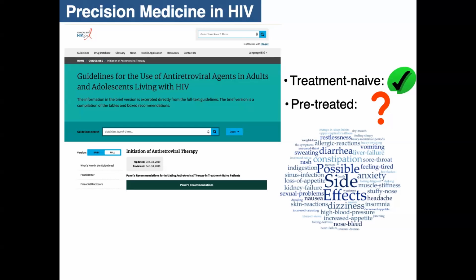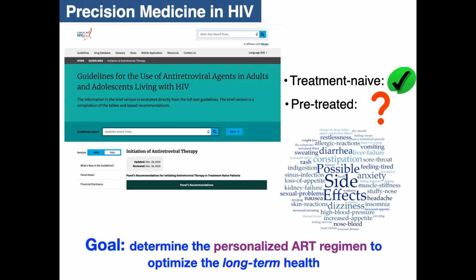There is a lot of information to consider when we prescribe the regimen for patients. Our goal is to determine the personalized ART regimen to optimize the patient's long-term health. Okay, that's our overall goal. Developing these kinds of methods also has societal impact, so we're currently building software.